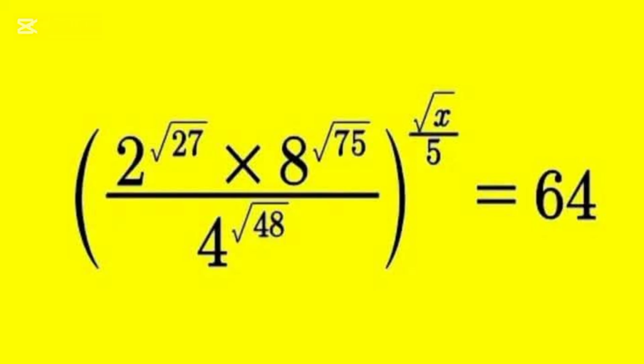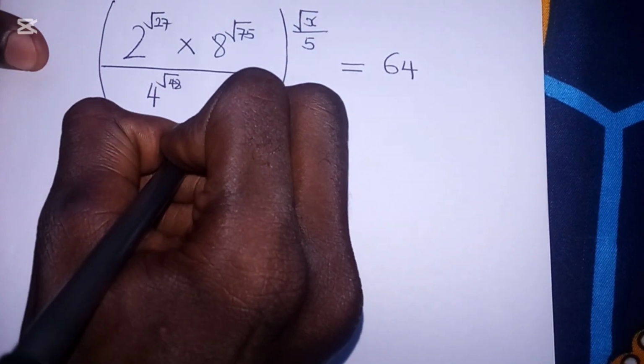It reads: 2 raised to the power root 27, multiplying by 8 raised to the power root 75, divided by 4 raised to the power root 48, everything raised to the power x divided by 5 equals 64. Now to find the value of x, the first thing we have to do, let's do the solution.